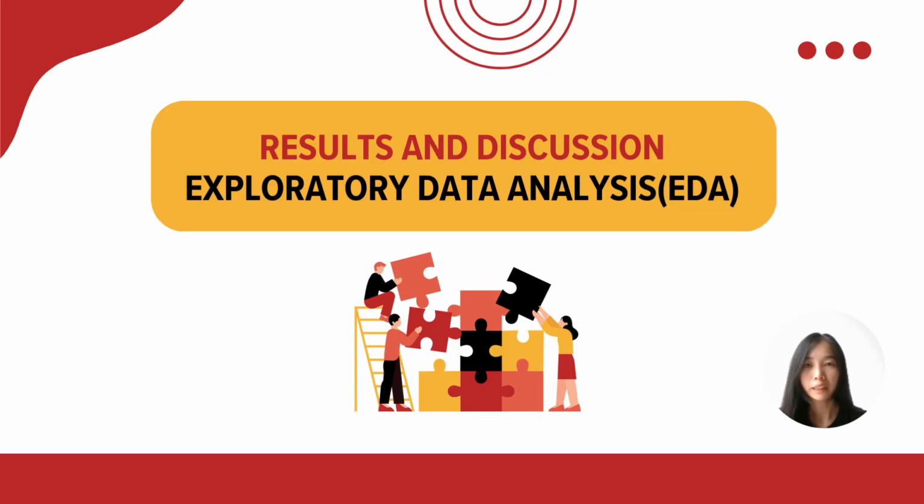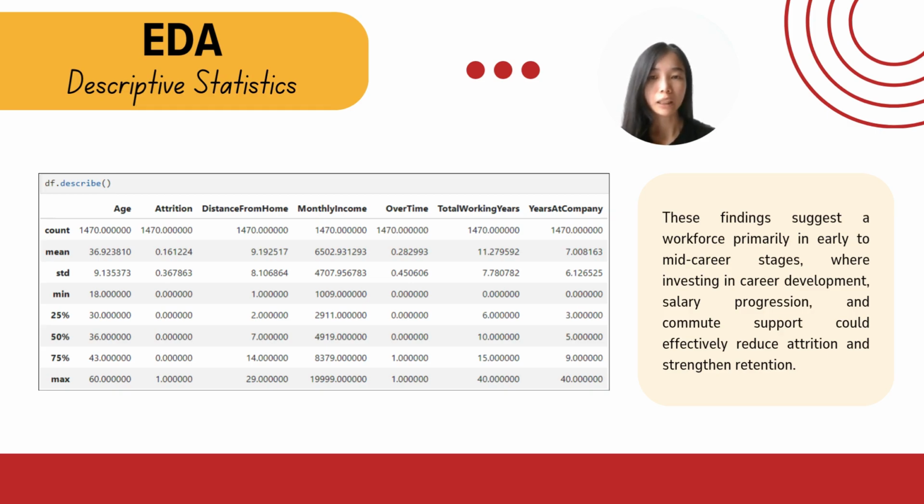Now, let's move on to the exploratory data analysis, EDA. For the descriptive statistics, the data show an average employee age of 37 with moderate monthly incomes, a median of 10 total working years, and 5 years of service at the company. Approximately 60% of employees have left the organization, and most live close to their workplace. These findings suggest a workforce primarily in early to mid-career stages, where investing in career development, salary progression, and commute support could effectively reduce attrition and strengthen retention.